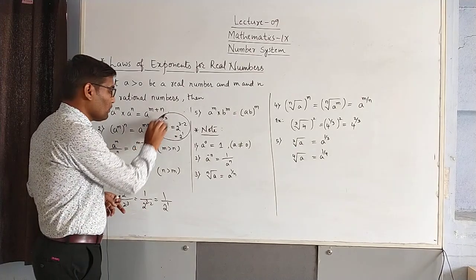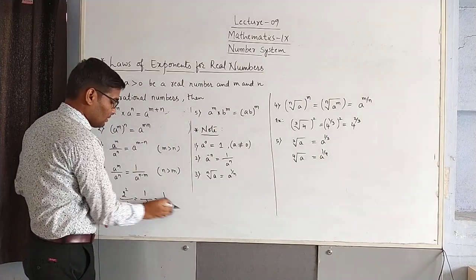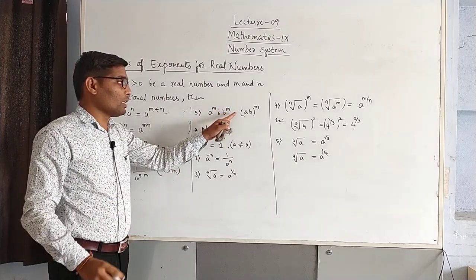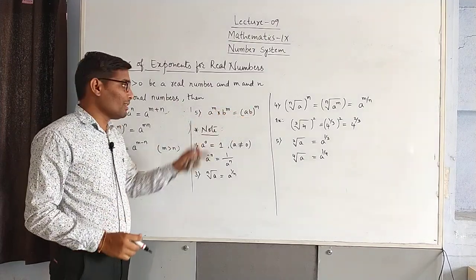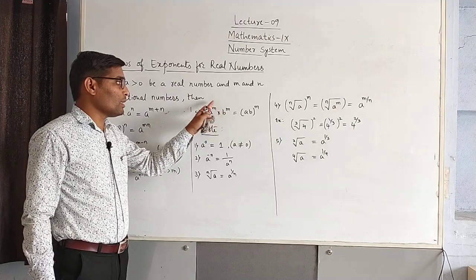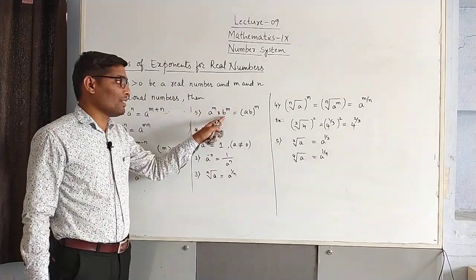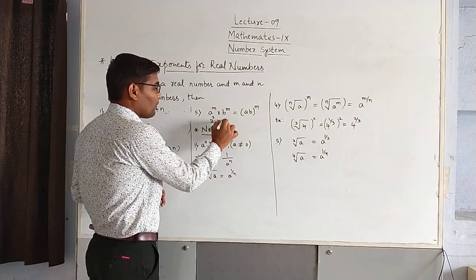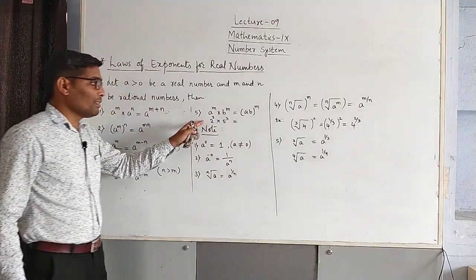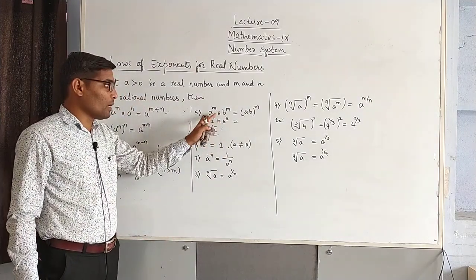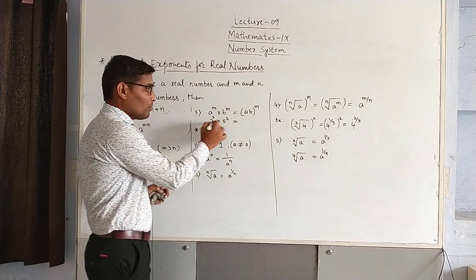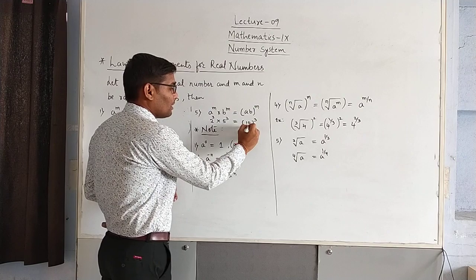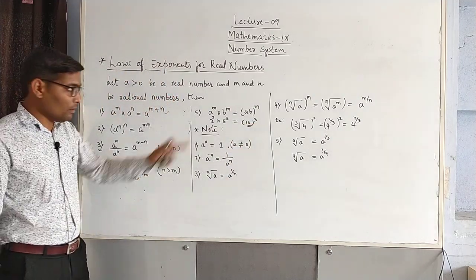Then moving to the fifth one, a to the power m into b to the power m equals ab whole to the power m. It means that when the bases are different but the powers are the same, we can multiply the bases. Example: 2 to the power 3 into 5 to the power 3. Here the bases are different, 2 and 5, but the powers are the same, 3. At that time we can multiply the bases, 2 into 5 is 10, whole to the power 3. This is the example for the fifth law of exponents.